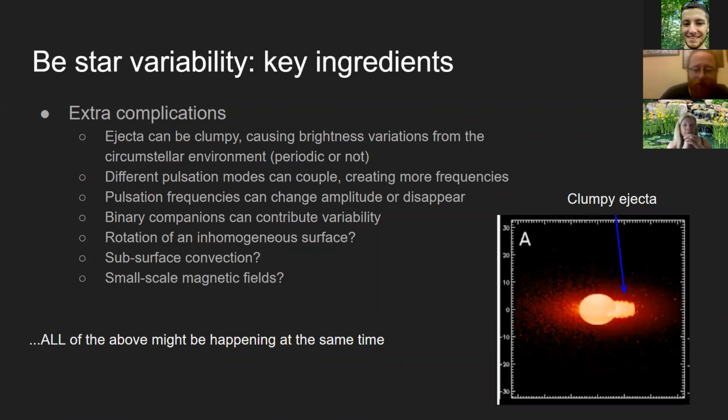Generally, the amplitude of any signals in a frequency spectrum can appear or disappear or change over time. BE stars might have binary companions, which might also contribute to any observed variability. And maybe some more further complications that I won't mention any further.